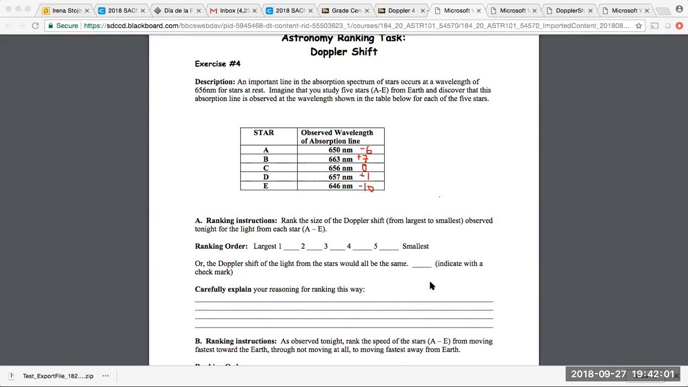Why? Because it has a shorter wavelength. Yes, very good. So the ones that move towards us are actually blue shifted, and that means less of a wavelength. So minus 10 is the one that is moving fastest towards you, okay? So E and then? And then A. Then C. And then D and B. Okay, perfect. That's it. Good.